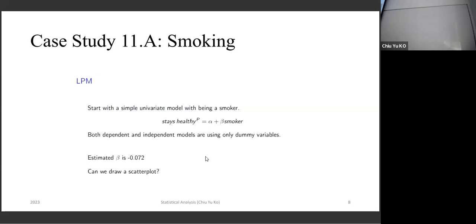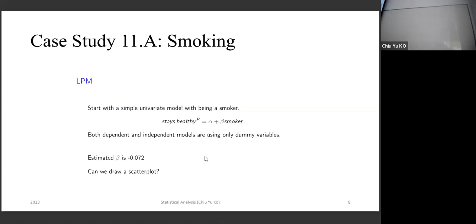It means that if you change from non-smoker to smoker, 7% fewer people report they're healthy. So suppose 100 people report they're healthy for the case of non-smoker, you have 93 people saying they are healthy for the smoker. Is that clear?